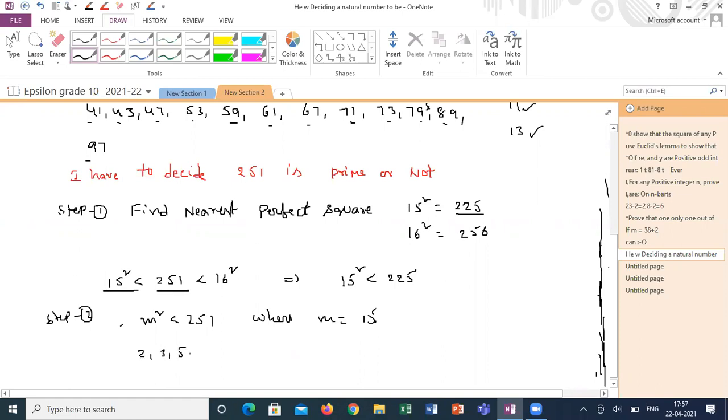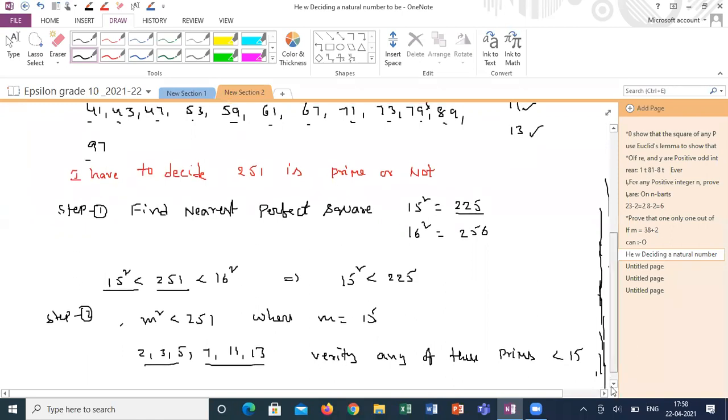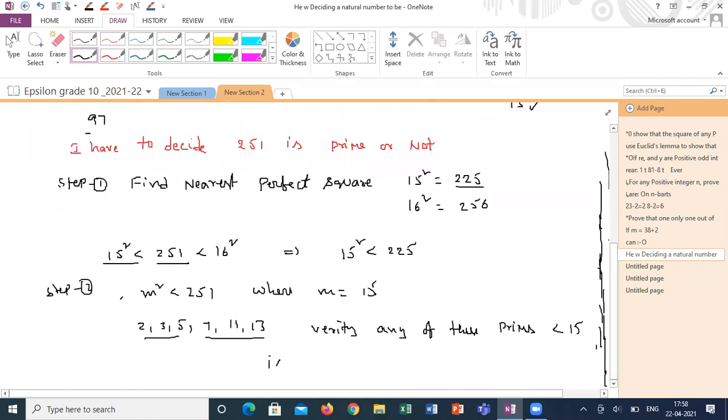2, 3, 5, 5, 7, 7, 11, 13, 13. So there are 6 numbers. Verify whether any of these primes less than 15 is divisible by 251.